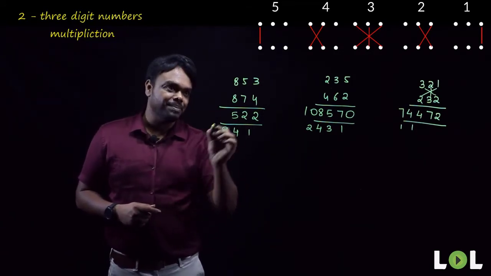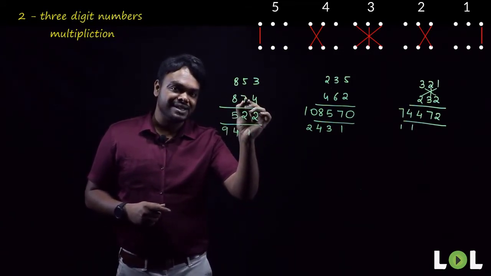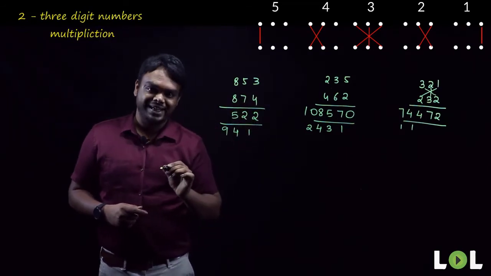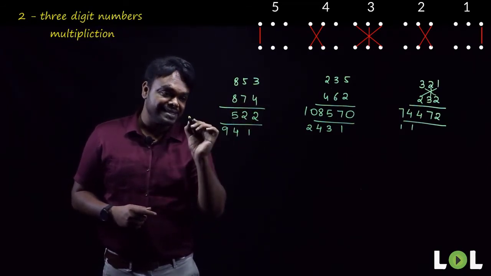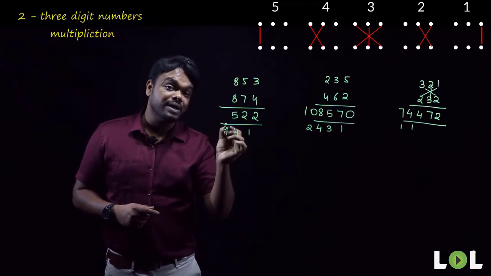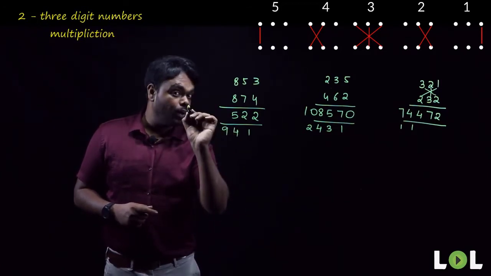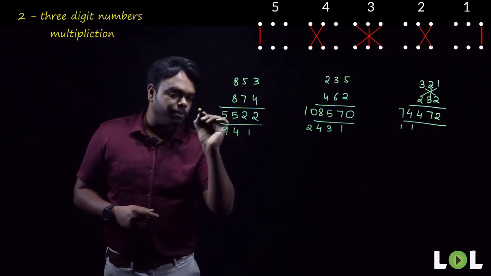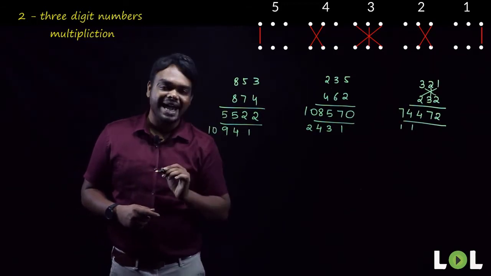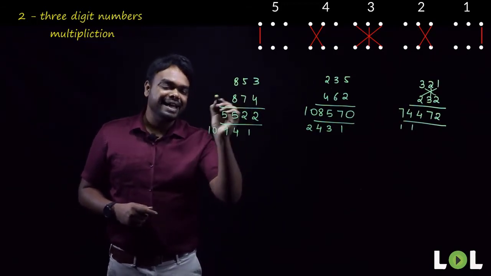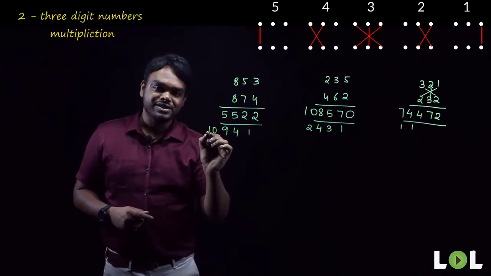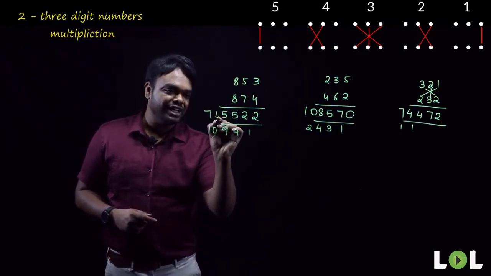Now, the fourth step: 8 into 7, 56, 8 into 5, 40. 40 plus 56 is 96 plus 9. That should give us 105. Careful, 105. We drop 5 here and we will take 10 carry. Last step, 8 8s are 64 plus 10. 64 plus 10 should give us 74.